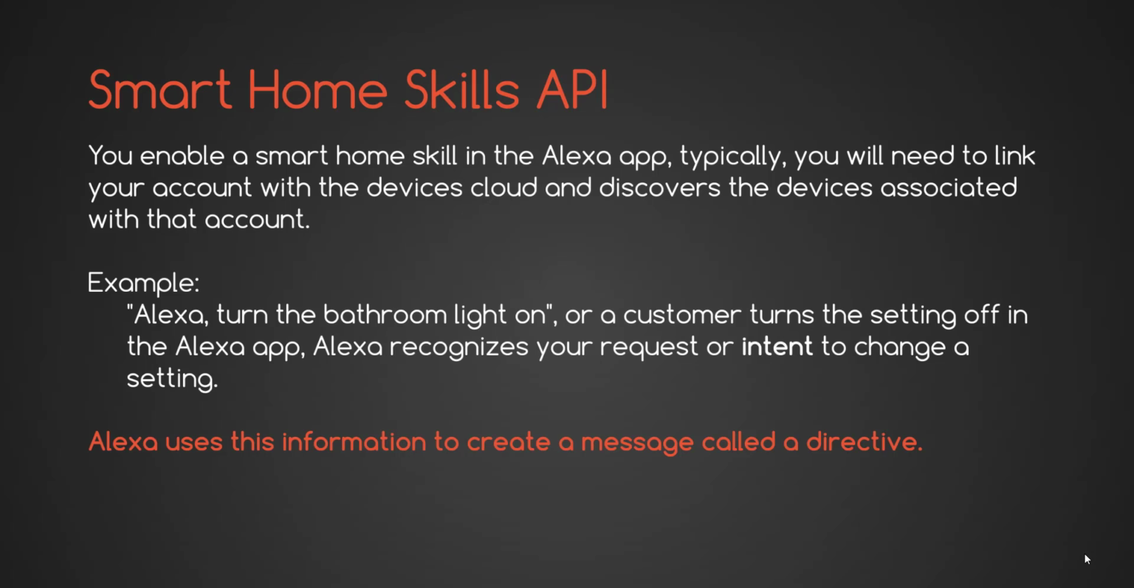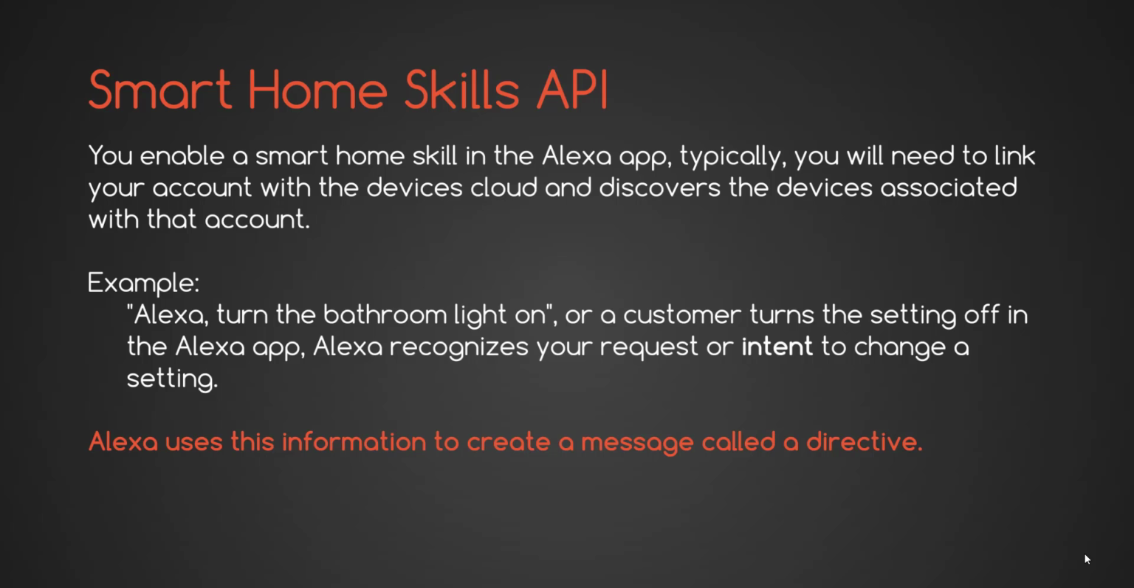In order for devices to communicate with Alexa properly, they typically need to be linked to your account. Once this occurs, she will discover the device and be able to communicate with it. This is assuming that the category of skills supports interfacing with this type of device. Once the device is linked, you will be able to perform the following. Alexa, turn the bathroom light on. Or a customer is also able to turn the light off through the Alexa app. Once Alexa recognizes your intent to change a setting, she will carry out the request.